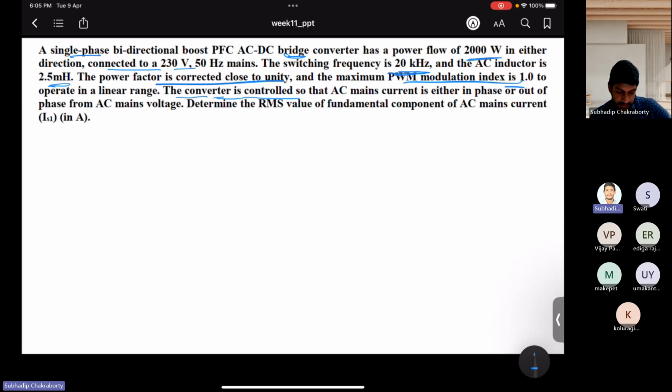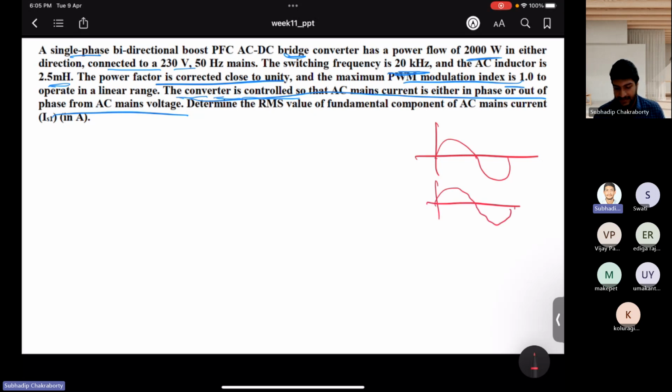So the converter is controlled so that AC mains current is either in phase or out of phase with the AC mains voltage. Okay, so what does he mean by that? What does this line mean? Can anyone of you tell? Either in phase or out of phase? Both ways you get unity power factor or not. If your voltage is like this and your current is like this, overlapping, no phase difference, or your current is like this.